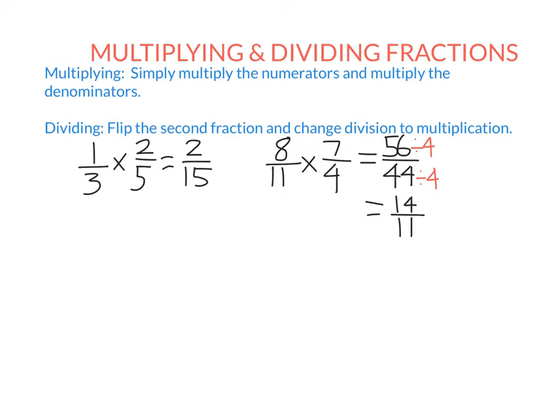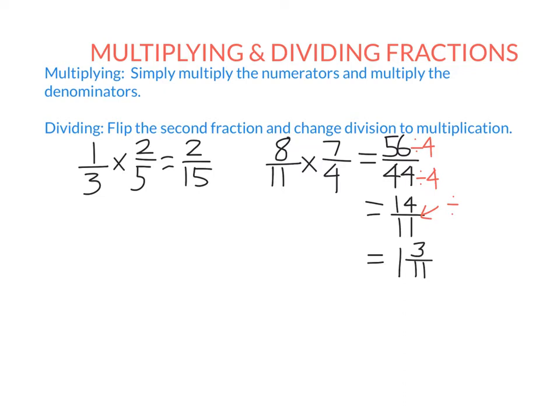So you'll often be asked to give your answer as a mixed number. So this is how you convert an improper fraction to a mixed number. What you have to do is note that this line here means divide. So we go 14 divided by 11. How many times does 11 go into 14? Well, it goes in once, remainder 3. So you put the 3 here and you keep the same denominator. So 14 over 11 and 1 and 3 over 11 are the exact same number.